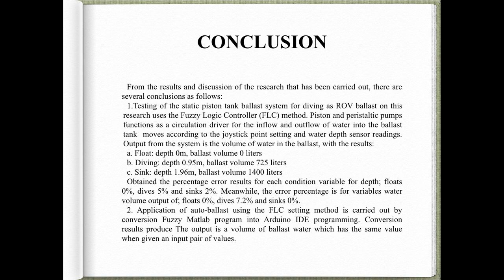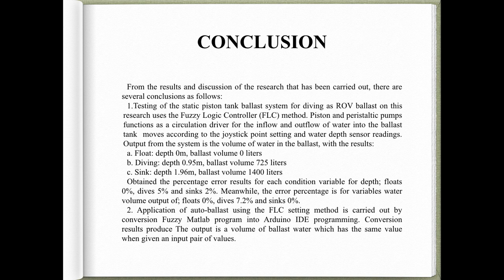Output float depth 0, ballast volume 0, diving 0.95, ballast volume 7.5 liter, sink depth 1.68, ballast volume 1400 liter. Obtain the percent error result of each condition: float 0%, dive 5%, and sink 2%. Meanwhile, the error percentage of volume output: float 0, dive 7.2, and sink 0.